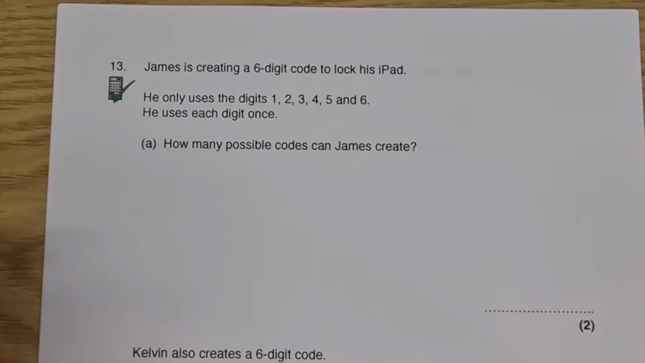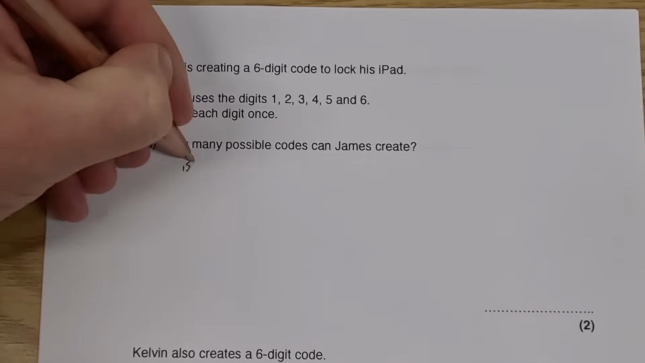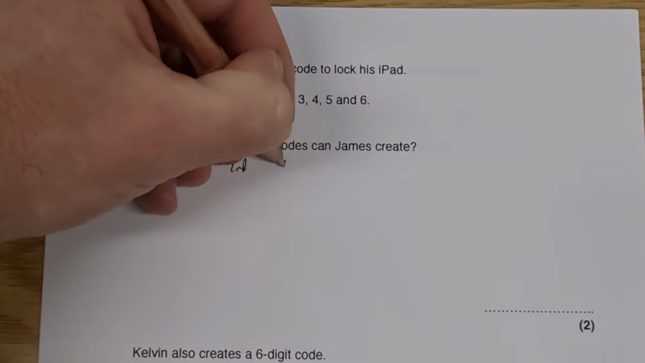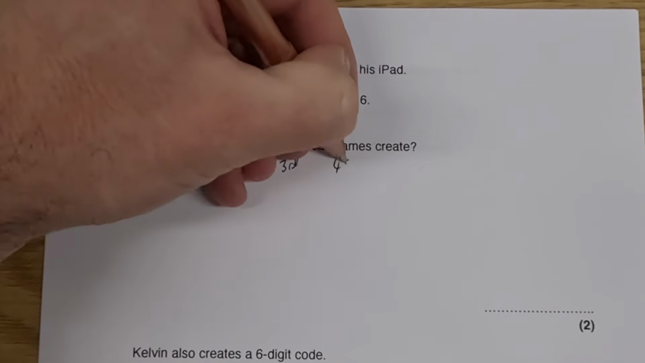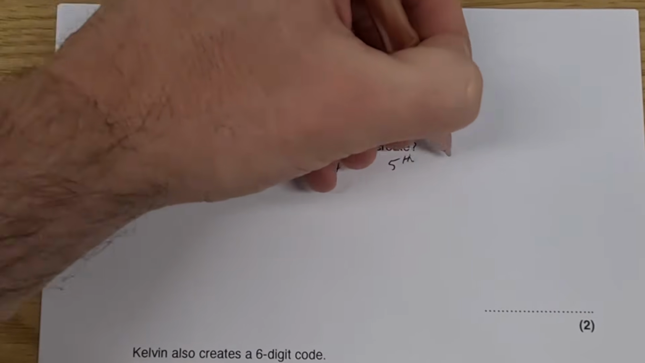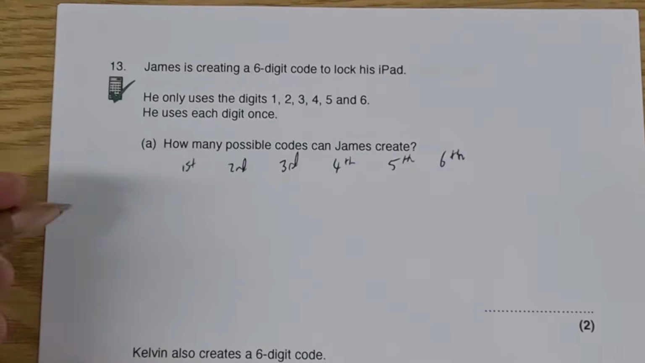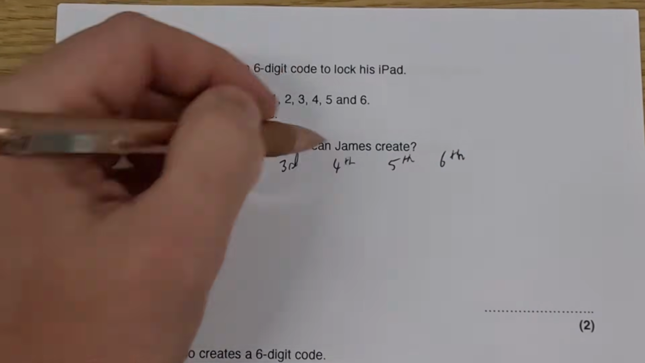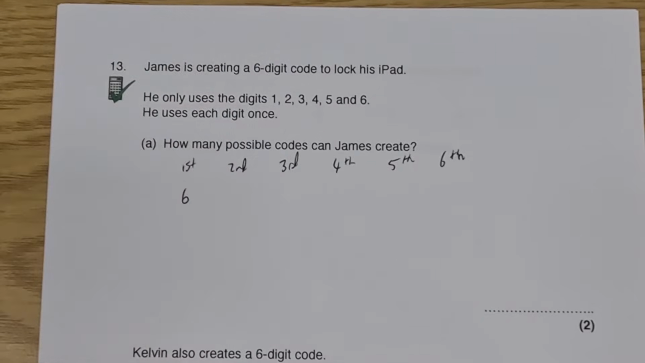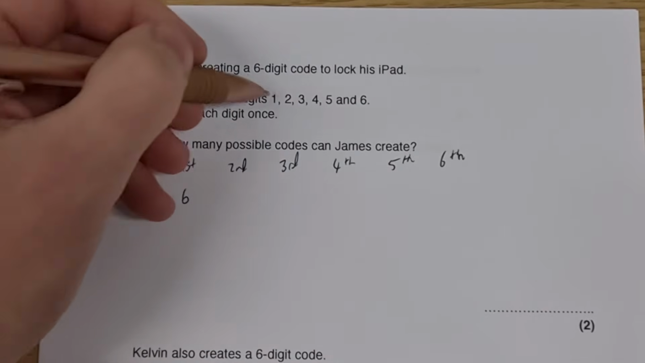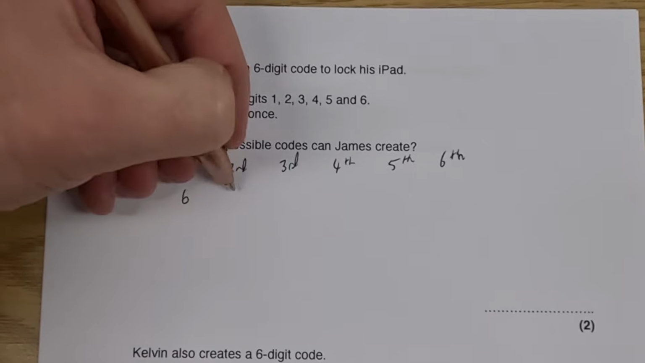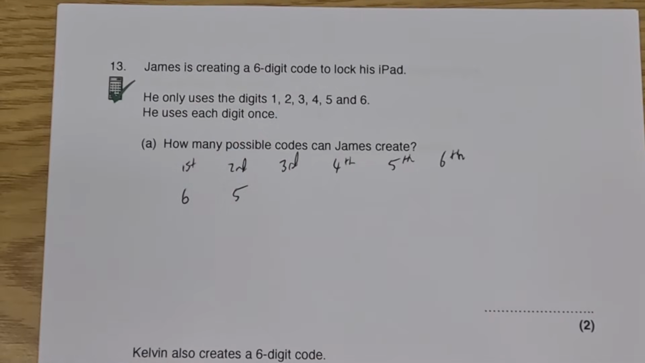So in terms of the codes, well, he's got his first digit, his second digit, his third digit, his fourth digit, his fifth digit, and his sixth digit. And let's write down the number of possible options for each of the digits. So in terms of the first digit, he can choose any of these, so the 6 possible options. In terms of the second digit, well, he'll have picked one of these numbers, so there's only 5 other options then left for the second digit.